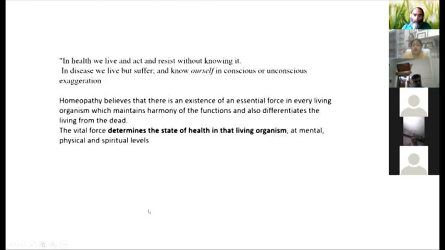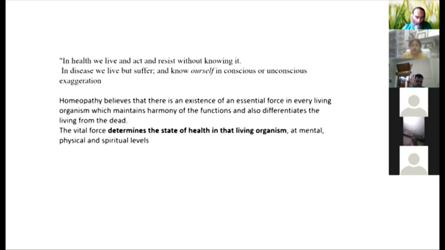In health, we live and act and resist without knowing it. In disease, we live but suffer and know ourselves in conscious or unconscious battle. Like if I'm going through some bushes, if I'm sick, I'll get some scratch and it will keep on itching for days, for months. Now I've got sick. I'm not identifying it, but I've got some scratch there. Now something has entered into my body. But somebody who keeps on passing through such irritating bushes and has not got anything, he has strength over it.